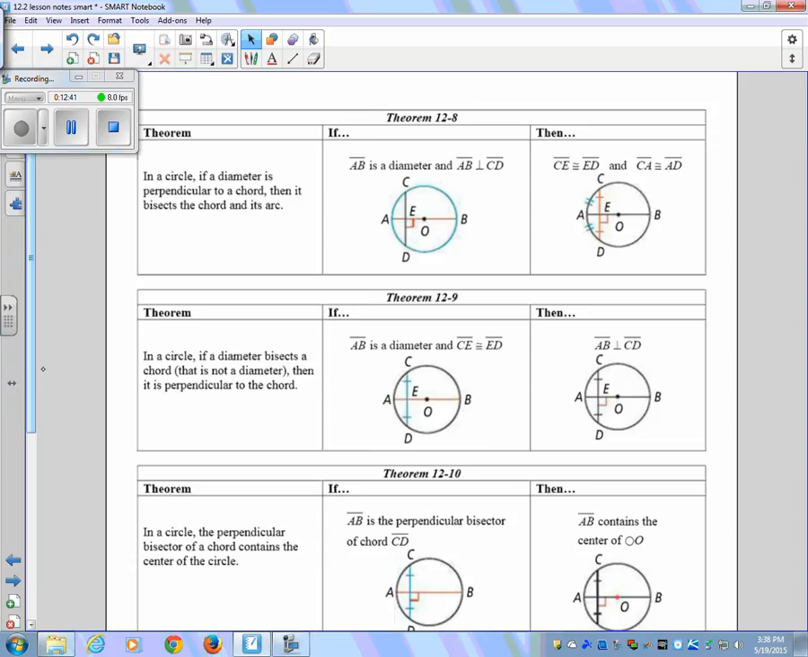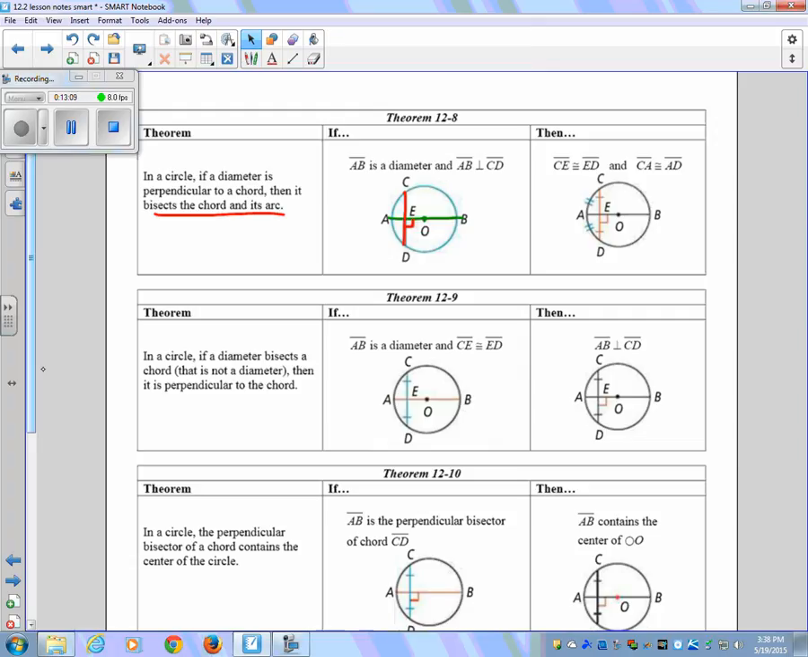But these theorems are practically like one theorem. It looks like a lot, but it's really relating one thing. This says in a circle, if a diameter is perpendicular to a chord, so if you know that you have a diameter because it goes through the center, and it's meeting a chord at 90 degrees, then it bisects the chord and its arc.